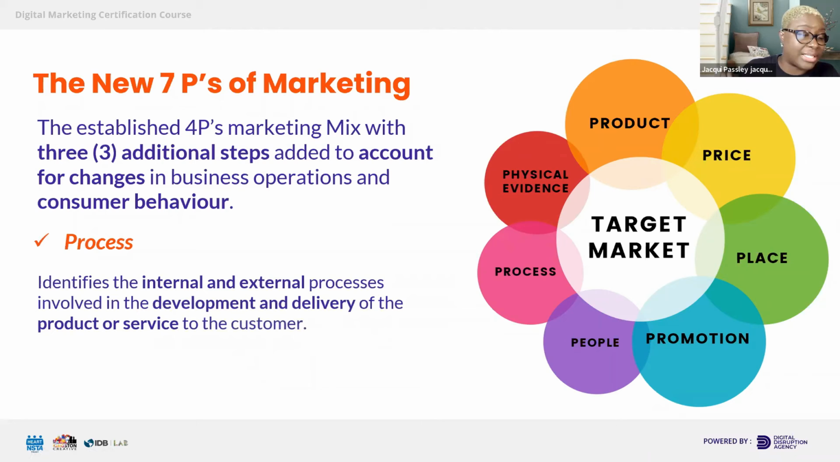The other new P is process. So process identifies the internal and external processes involved in the development and delivery of your product or service to the customer. Guys, before you go online and tell people anything, make sure you have a process. Make sure you know how your stuff is going to be developed and how you're going to deliver it to the person. Because if I buy from you, you tell me I have to meet you somewhere to collect it. But nowhere on your page does it say I have to meet you to collect it. It says ship worldwide. So if it's ship worldwide, why do I have to come meet you somewhere to collect it? No, ma'am, give me back my money. We're not doing that. Right?